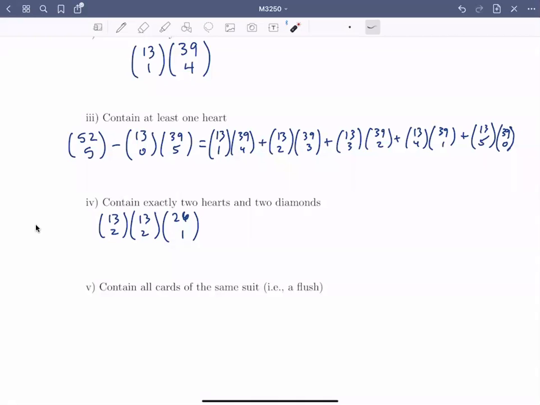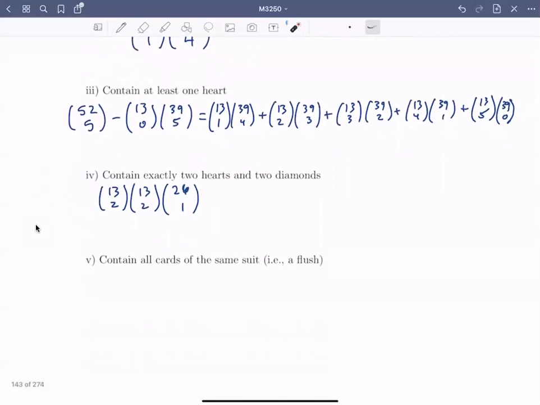And then finally, how many ways are there to get a 5-card hand that contains all cards of the same suit? This is called a flush. Actually, it's not quite called a flush because I'm including the royal flushes and the straight flushes, but I want to count how many ways there are to get all cards of the same suit. And so what that means is how many ways are there to get exactly 5 clubs? Well, of the 13 clubs, you choose 5. Of the 39 non-clubs, you choose none. How many ways are there to get exactly 5 diamonds? It's the same number: 13 choose 5 times 39 choose 0.